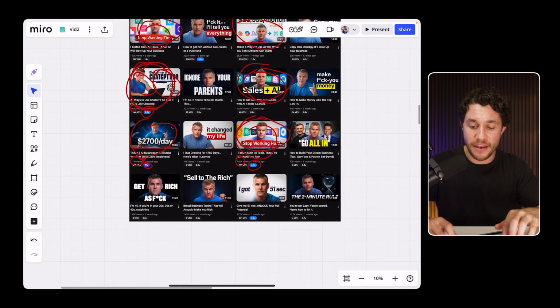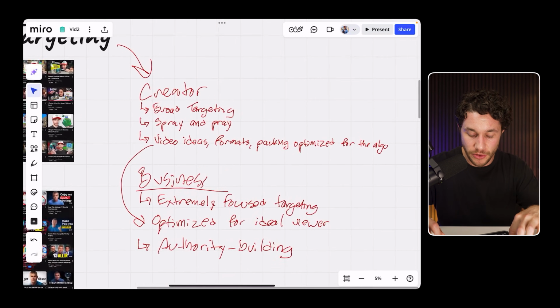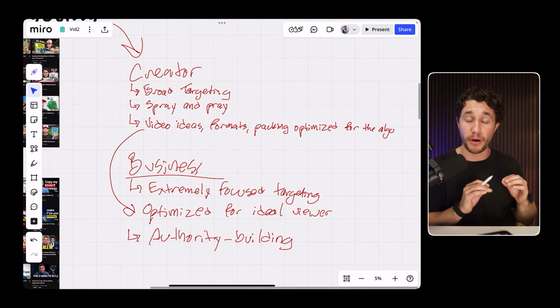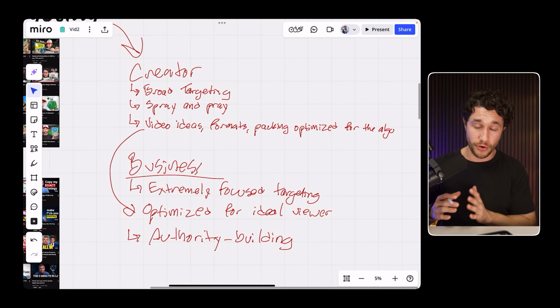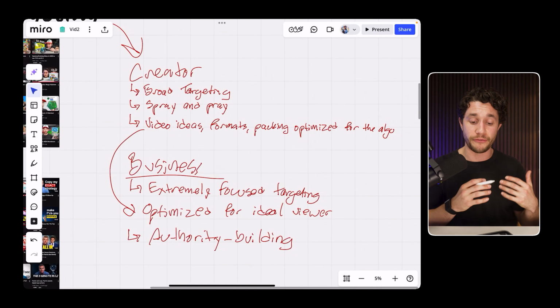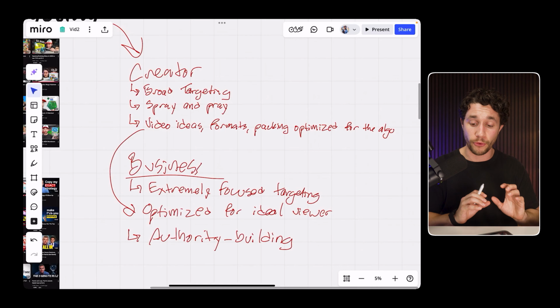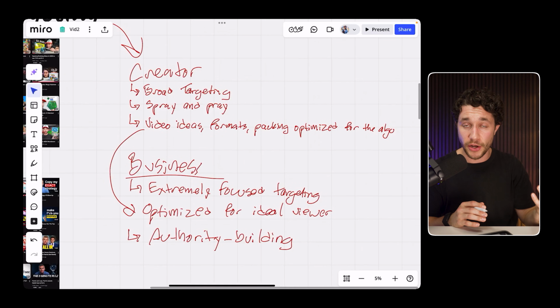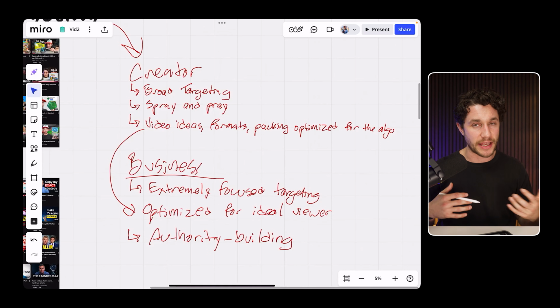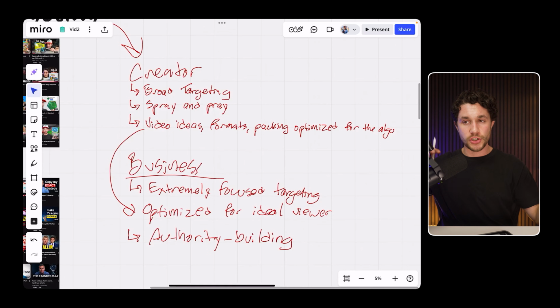I will say, again, there is a different strategy between creators and businesses, where as a business, you're much more focused on authority building for your ideal niche. You're much more focused on videos, formats, and packaging for your ideal viewer. Whereas when you're a creator, you're much more focused on just getting as many views as humanly possible. So definitely different tactics and strategies there. But as a business, you shouldn't be thinking about how can I get the least amount of views possible. That's bad strategy and your channel won't grow and your business won't grow.